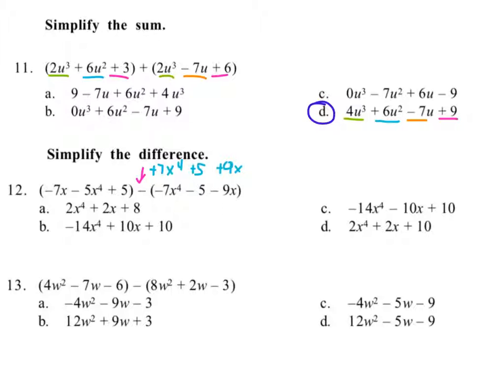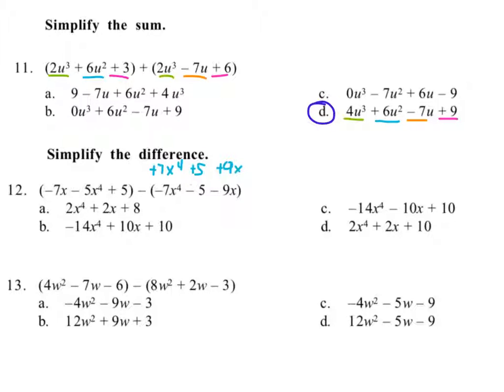Okay. And some of you just go through and say, that was negative, it's going to be positive. That was negative, it's going to be positive. That works when they're all negative. It's hard to turn a positive into a negative that way, though. So I'm just going to write it above. Now, let's combine what we've got. Do it the same way.